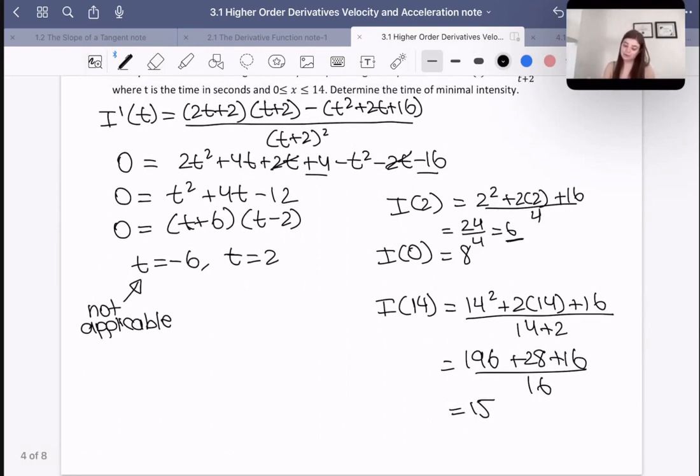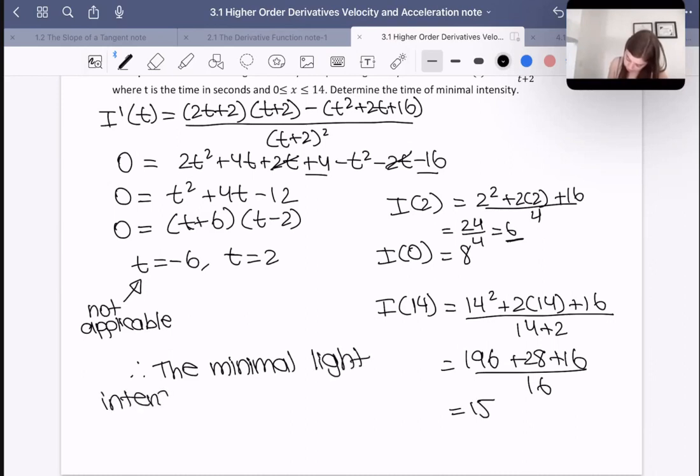So therefore, the minimal light intensity is 6, which occurs at t equals 2 seconds.